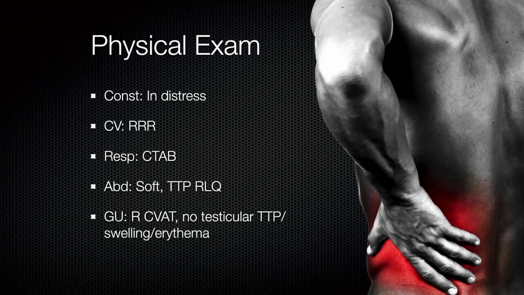When we do our physical exam, we see that the patient's in obvious distress. They have a normal heart rate and rhythm, lungs sound fine. Really, it's not a factor up in the chest. When we get to the belly, the abdomen is soft. We can discover some tenderness to palpation in the right lower quadrant. And if you go back to the flank in the GU exam, they have right CVA tenderness. You start smacking on that right CVA area, and they say, yep, that's where it hurts.